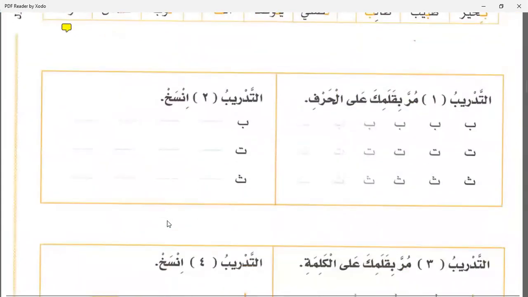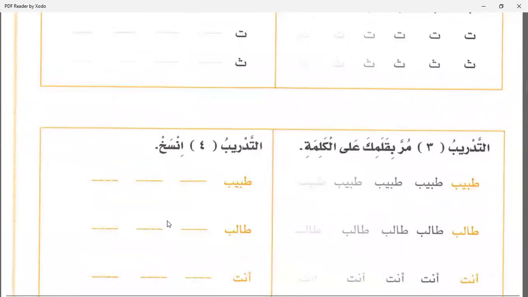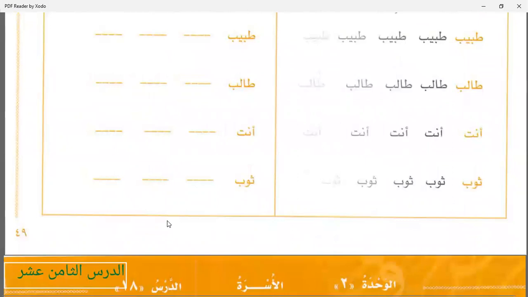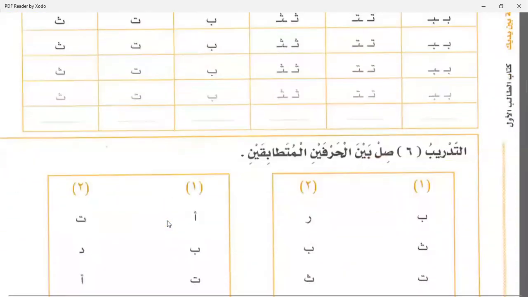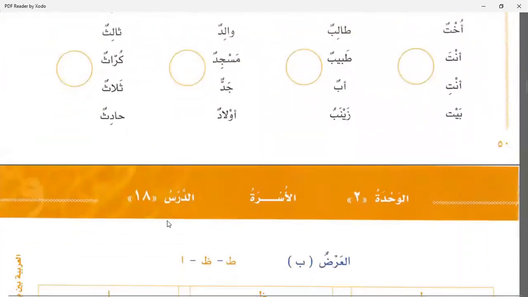Next, we have writing chapter. If anyone wants to do it, then she can do it on her book. And if she didn't understand anything, she can ask me and she can send it to my WhatsApp number so that I can check it. But this is not necessary, it is optional.